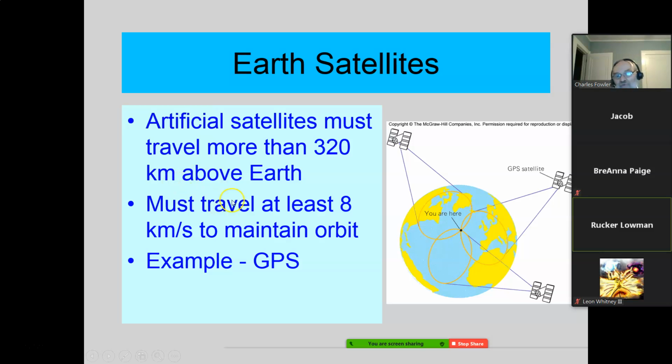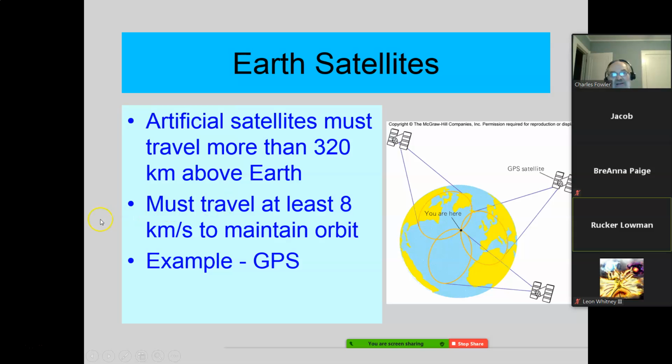They must also travel at least 8 kilometers per second in order to maintain orbit. If they're not going that fast, Earth's going to suck them down and crash into the planet. So they must be traveling. If you think about 8 kilometers a second, that would be close to 5 miles per second. So that's moving really, really fast. Now, the example they give here is GPS.